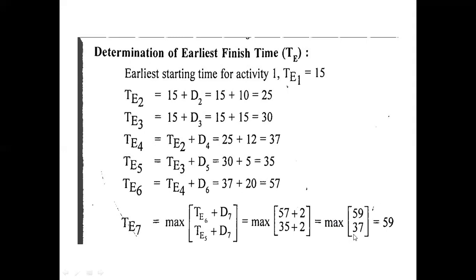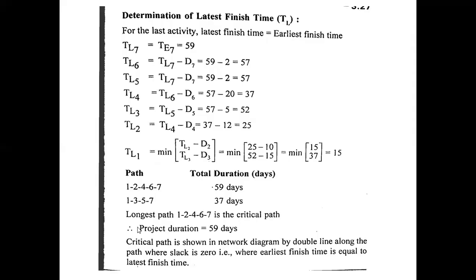From one path we are going to get 37 and from another path we are going to get 59. Among these two values, 59 is the largest. So 59 is considered as the earliest finish time of the last activity.